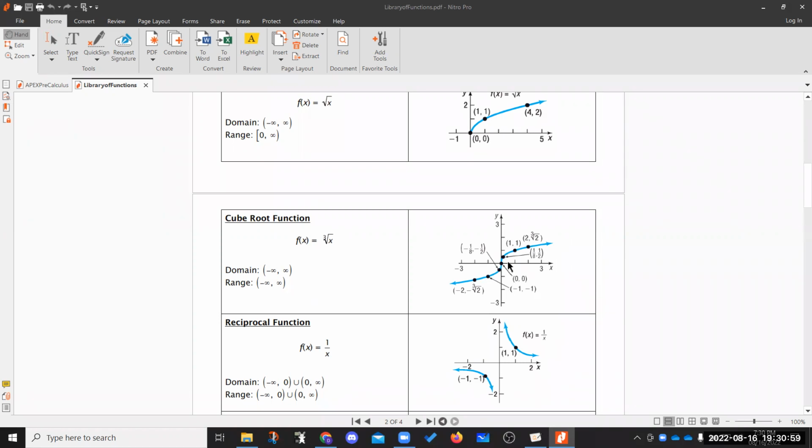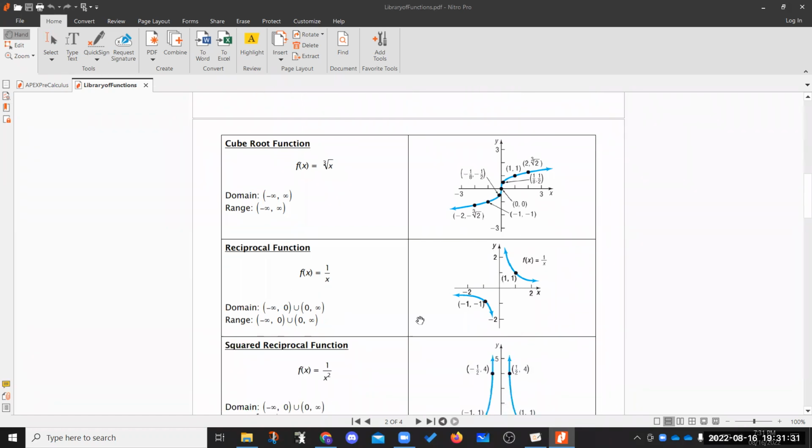I could also get some points like (1/27, 1/3) and (-1/27, -1/3), but that would be really hard to see there. They're there and there, they're smaller fractions. So I think 1/8 is probably the best one for you to try and get there.